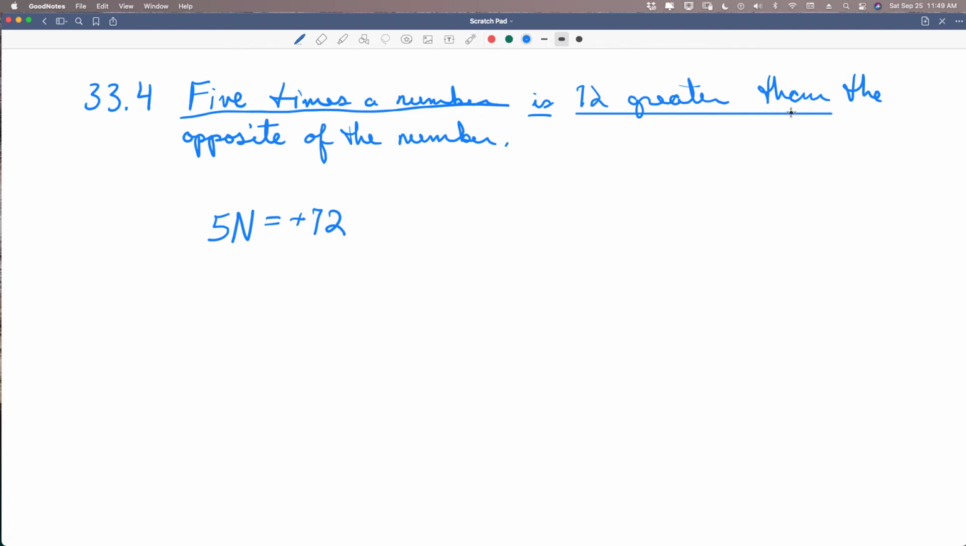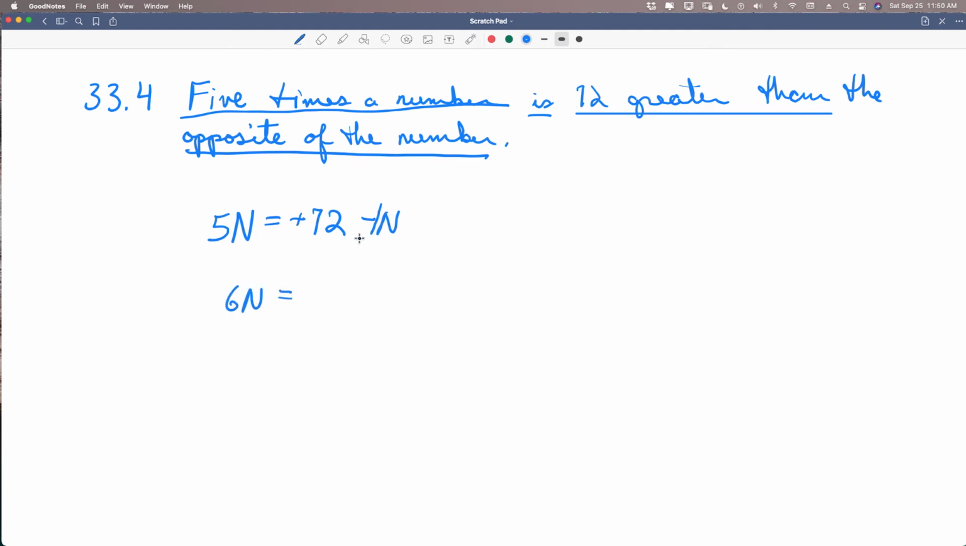Now we have the opposite of a number. The opposite of a number is when we take that -1 and multiply it times the number. So minus n. So 5n equals 72 minus n. So we just need to change the side. We need to swim our little fish over here. So we're going to add, and this is always an invisible 1 right here, we're going to add 1n to both sides. So it's going to be 6n here.